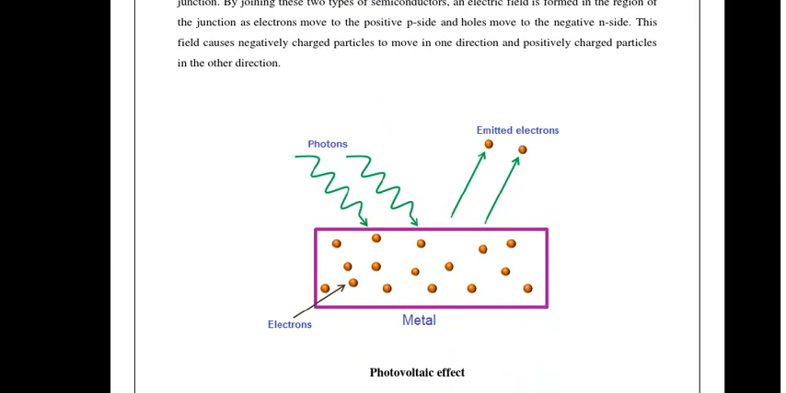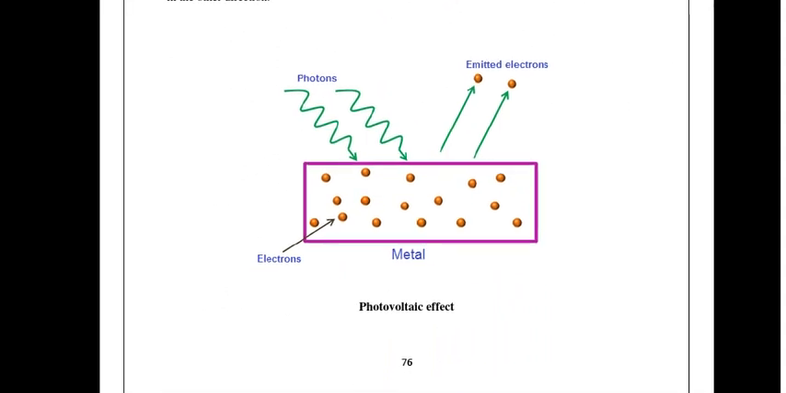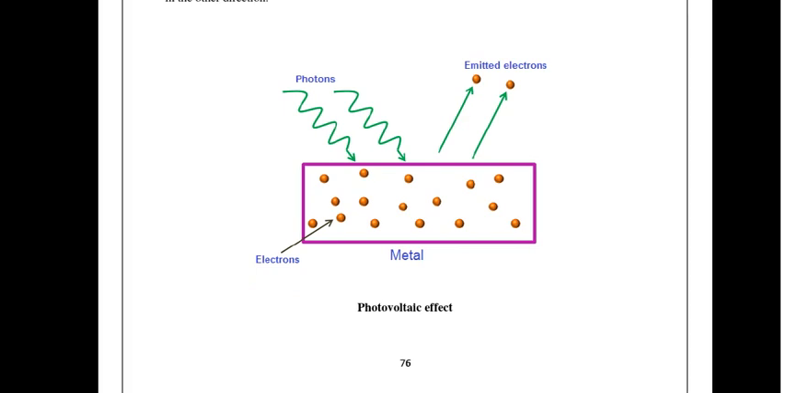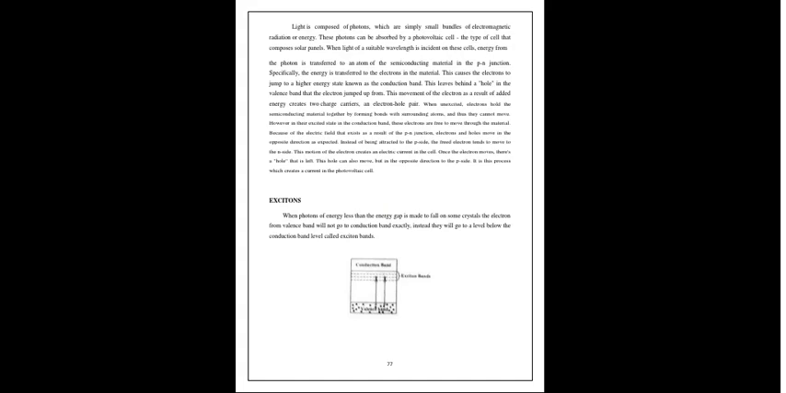So here you can see the diagrammatic representation. Photons are incident on it. The electrons receive the energy and get emitted. This is normally mentioned in the case of metal, where it just triggers the electron to move on. But we are discussing this with the help of a semiconductor, since it is the interaction with the semiconductor.